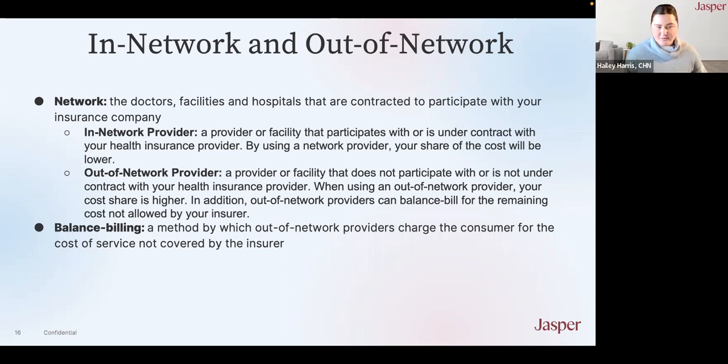And an out-of-network provider is a provider or a facility, again, a hospital, that does not participate with or is not under contract with your health insurance provider. When using an out-of-network provider, your cost share is higher. In addition, out-of-network providers can balance bill for the remaining costs not allowed by your insurer. Balance billing is just a method by which the out-of-network provider can charge the consumer for the cost of services not covered by the insurer.